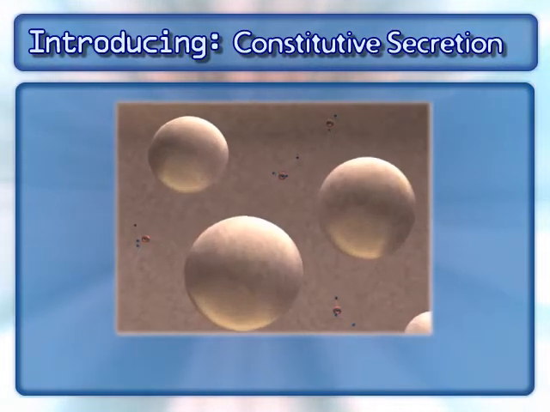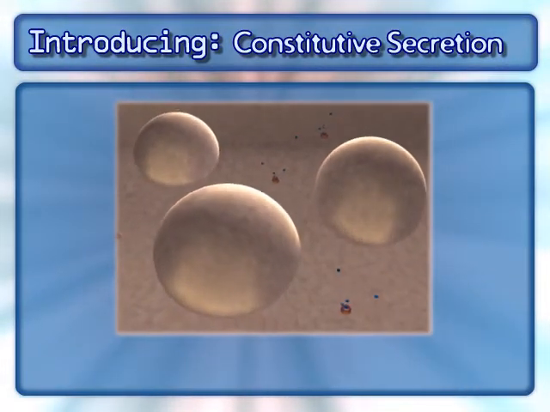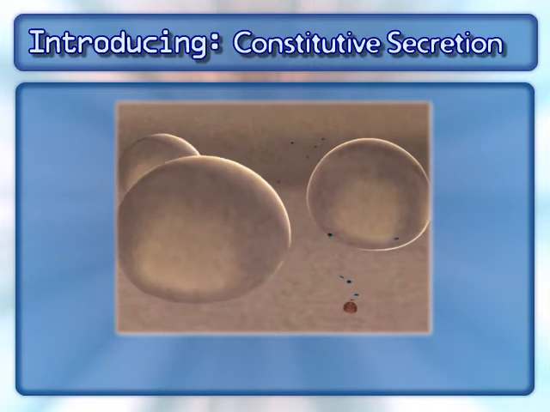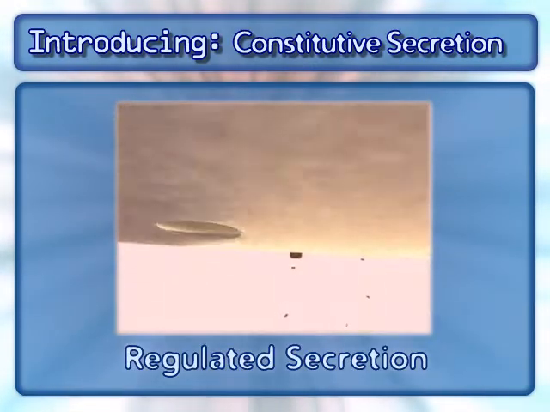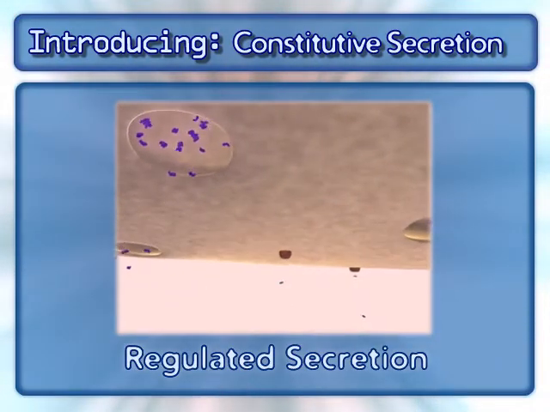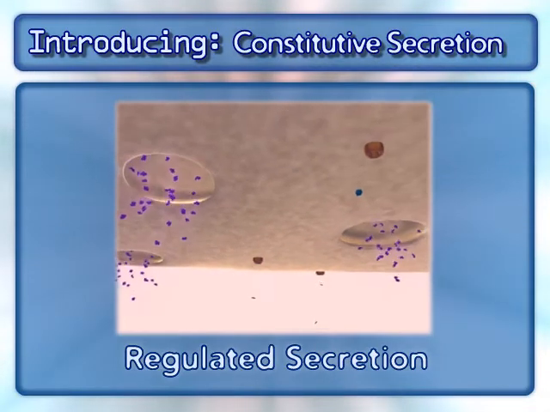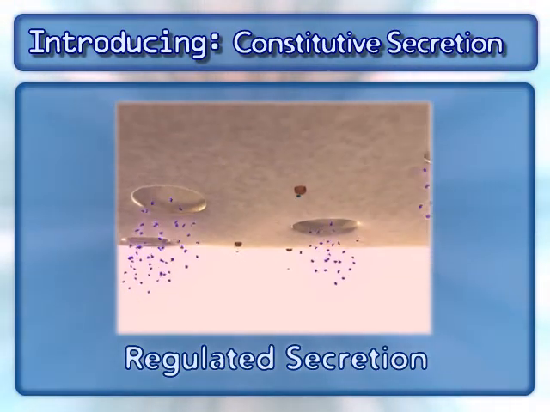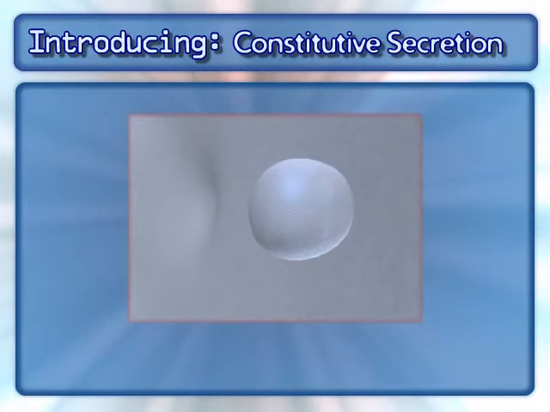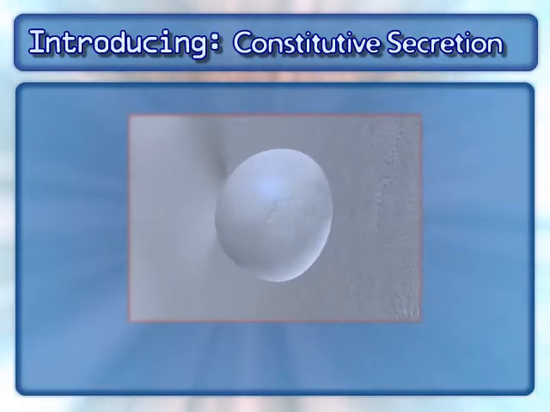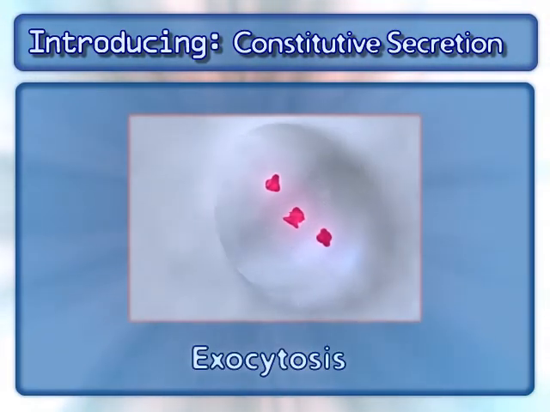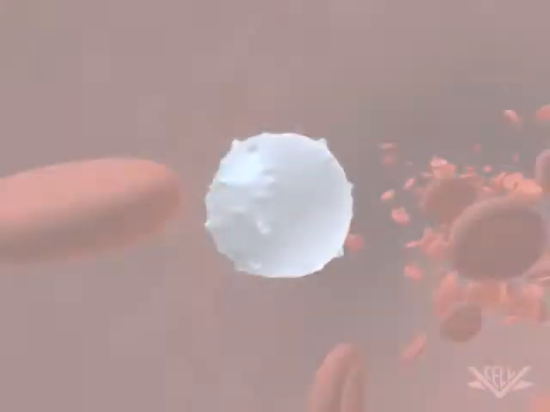Some secretory vesicles congregate in the cell, awaiting an external signal. Once that signal is received, the vesicles rapidly fuse with the membrane and a large quantity of cargo proteins are released simultaneously. This is called regulated secretion. During any secretion process, the vesicle fuses with the cell membrane by a process called exocytosis.